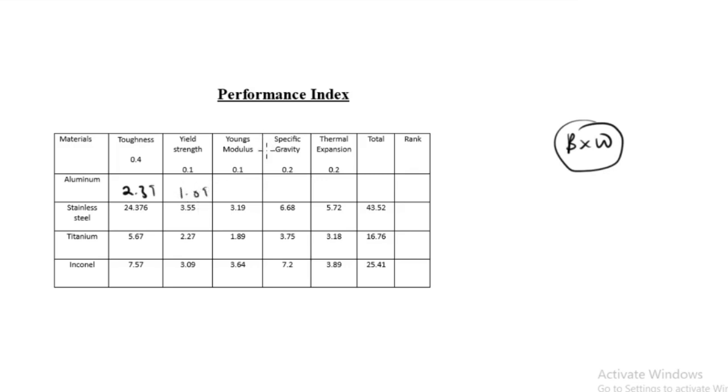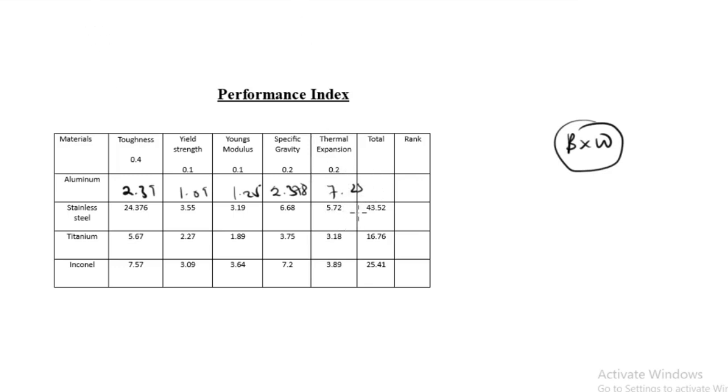And that's it. And then the Young's modulus is the same thing. We had 12.53. When you multiply it by 0.1, you're going to get 1.25. And the specific gravity, we had it to be 11.89. When you multiply it by 0.2, you're going to get 2.378. And for the thermal expansion, we had 36.15. When you multiply by 0.2, you're going to get what? 7.23.